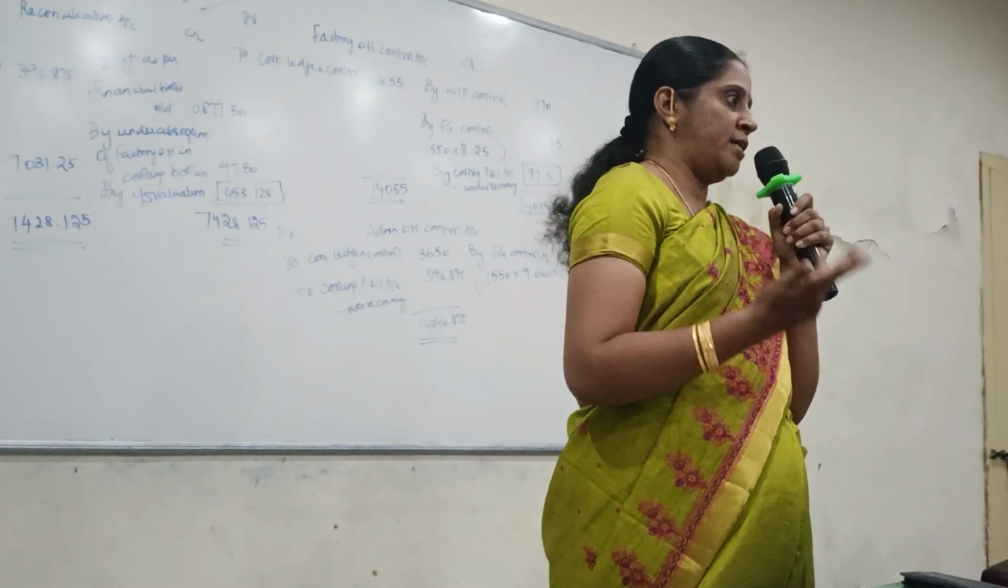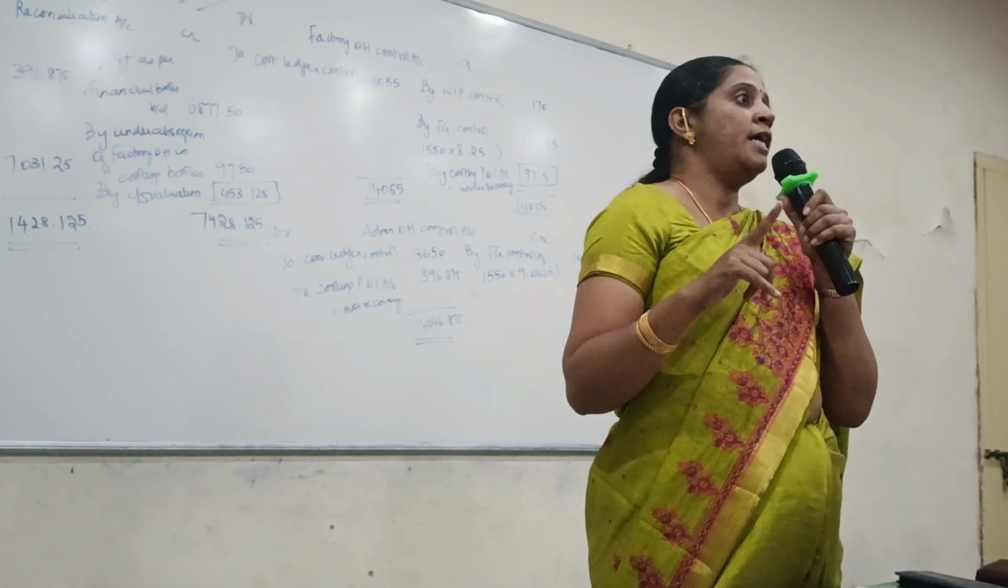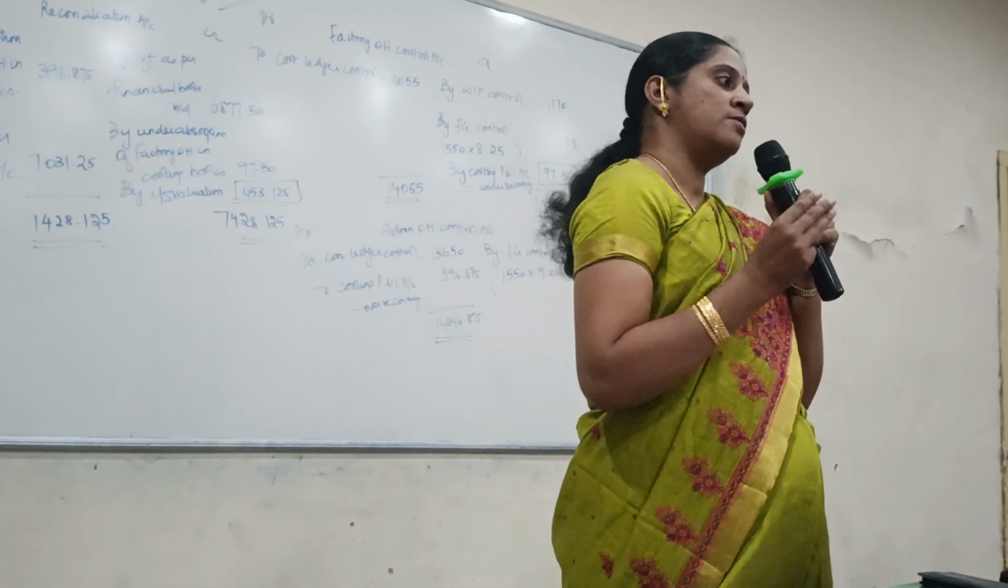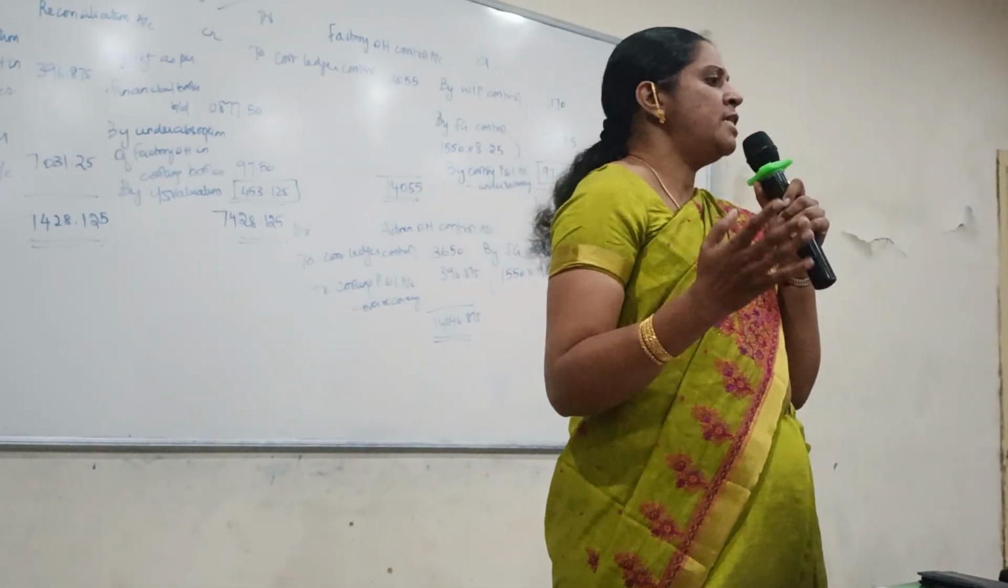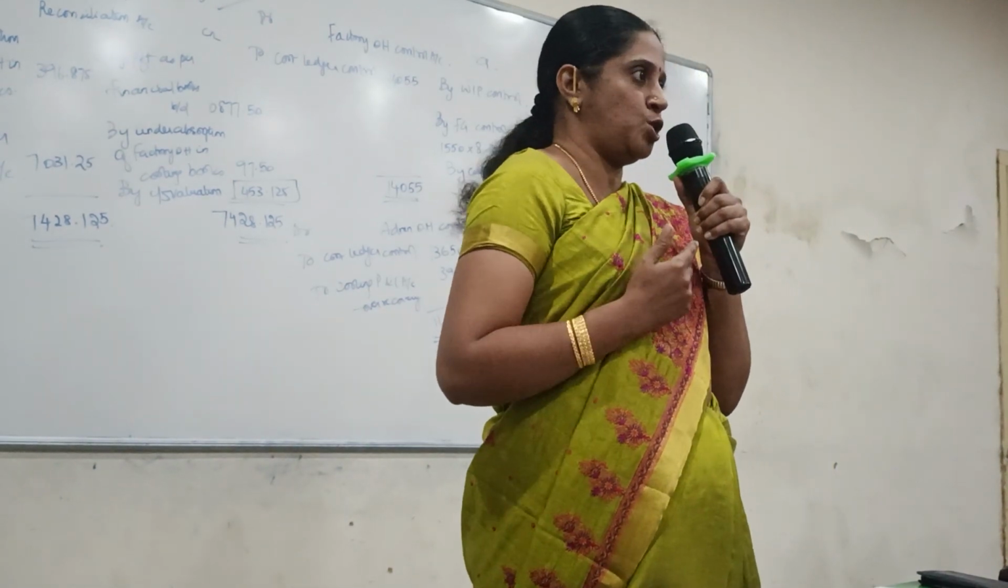EBQ is the economic batch quantity, which is calculated as root of 2AB by C, where A is the annual demand of finished goods, B is the batch processing cost, C is the carrying cost. It is very similar to EOQ. EOQ is for raw materials, EBQ is for finished goods.